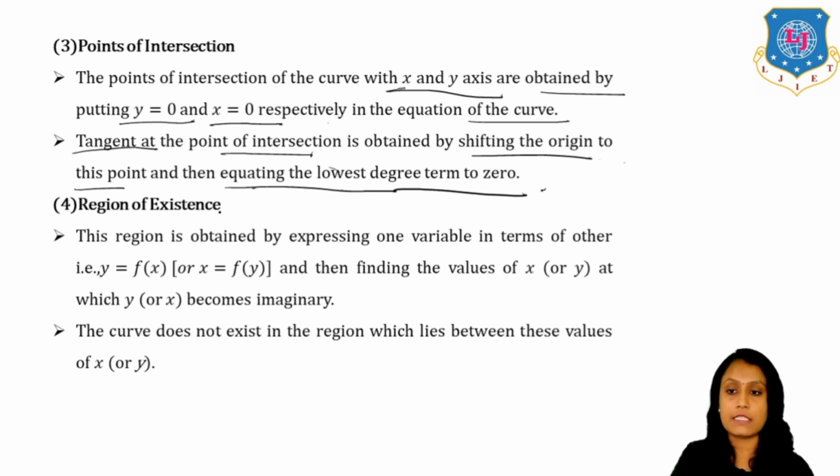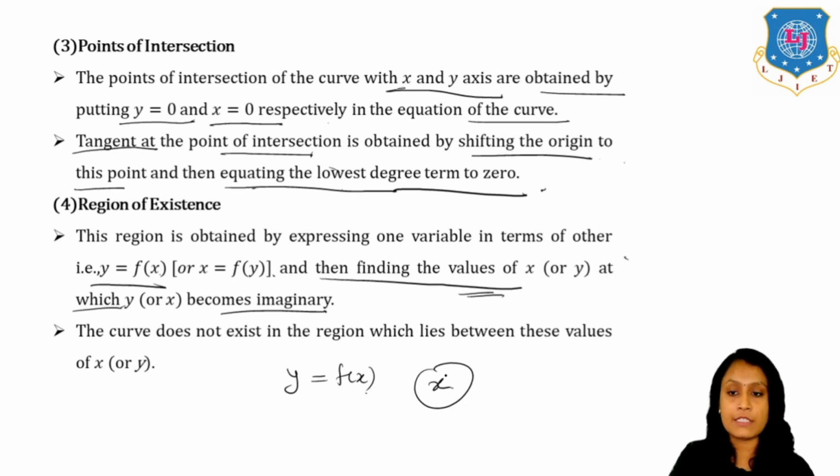Now we'll define the region of existence. This region is obtained by expressing one variable in terms of the other. So we will write y is equal to f(x), or x is equal to f(y), according to the question. Then we find the values of x at which y becomes imaginary. The curve does not exist in the region which lies between these values of x, where y becomes imaginary. In this way we can find the region of existence.